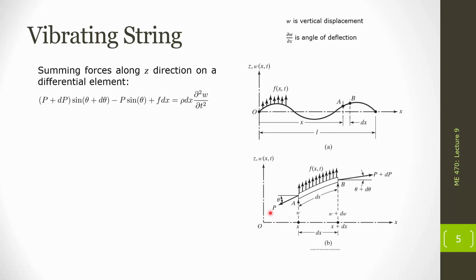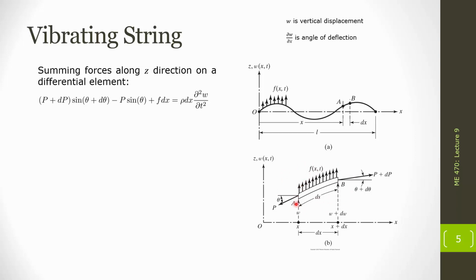Then, on the left-hand side here, we're going to have this downward P force in this picture, and it's going to be just the vertical component, so it's P times the sine of theta, which gives us the second term. And the final force we have here is this distributed load that acts on our string. So we have this f of x comma t, and it's going to act over the length of the string.